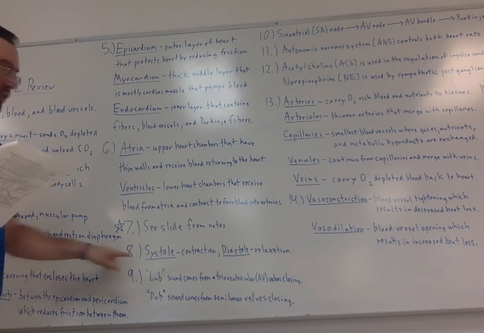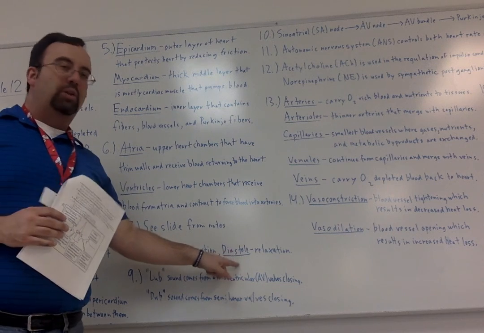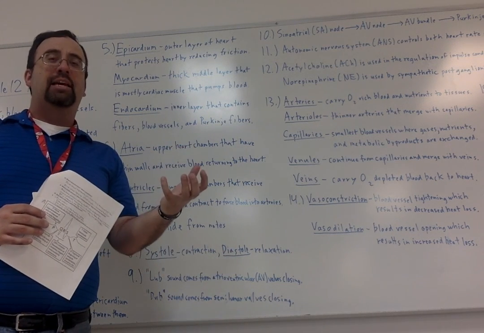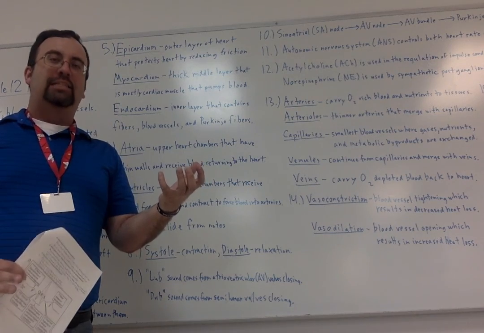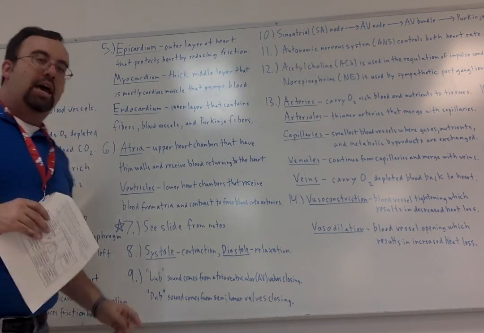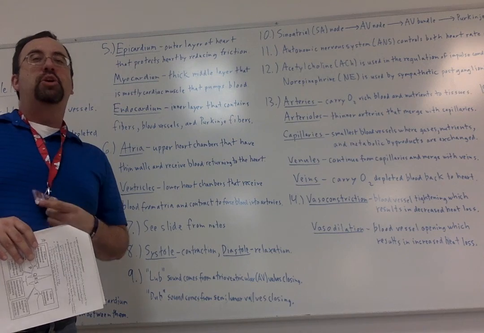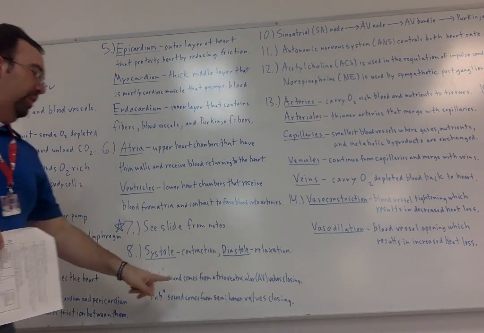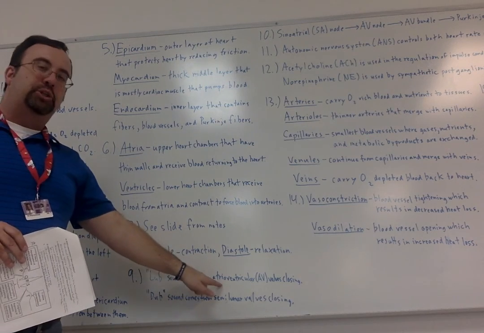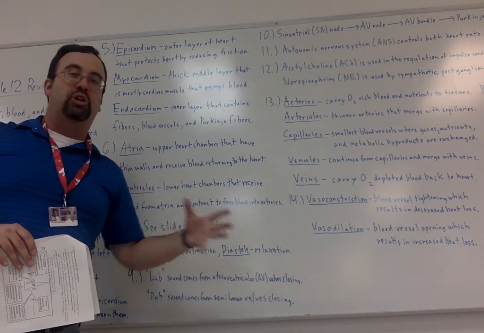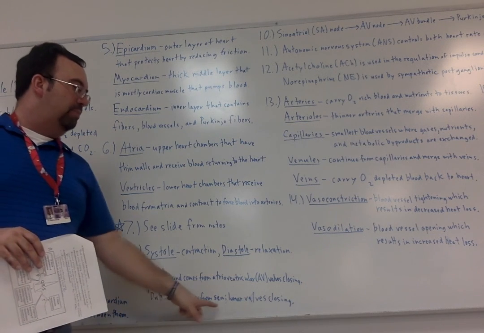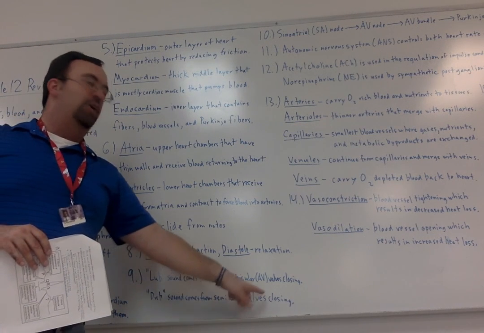Systole is a contraction. Diastole is relaxation. And so if the atria is contracting, then the ventricles are relaxing and vice versa. All right. When you talk about heart sounds, you have the characteristic lub-dub, lub-dub, lub-dub. The lub sound comes from the atrioventricular AV valves closing tightly. The dub, the second sound, comes from the semilunar valves, which are then closing.